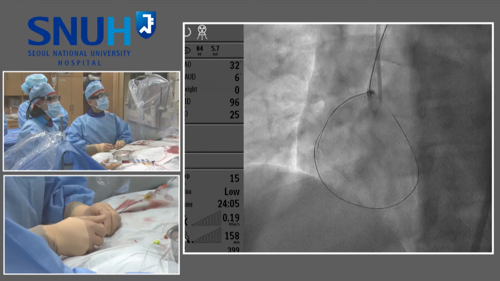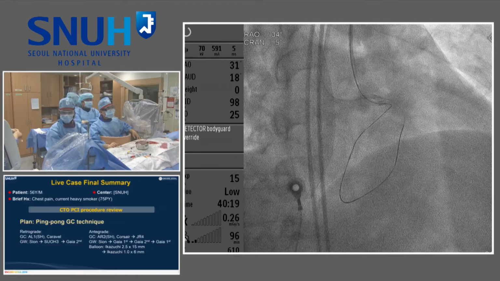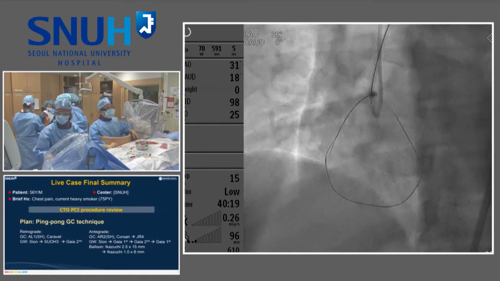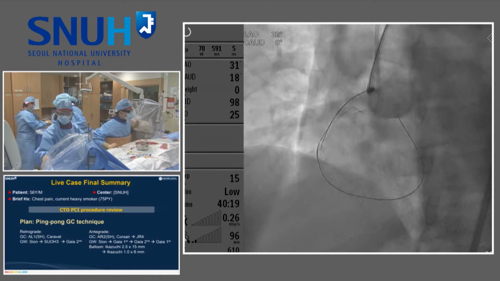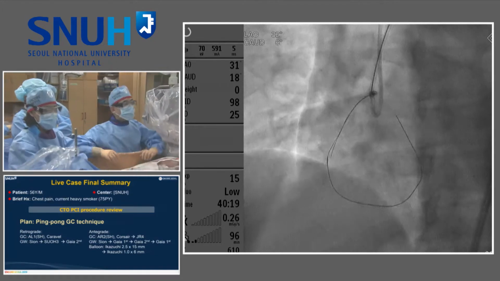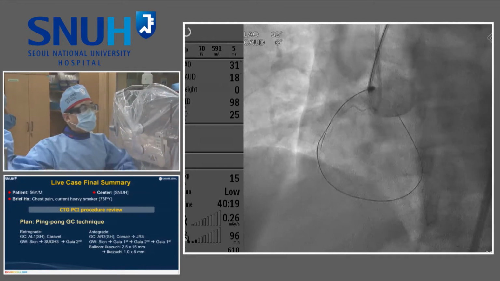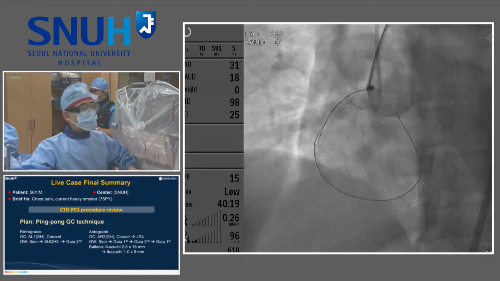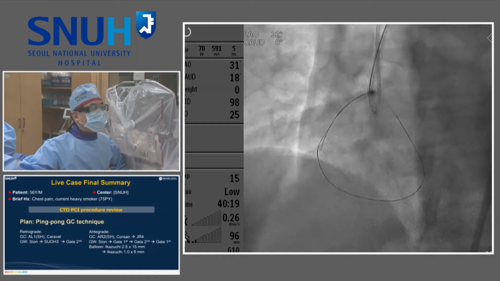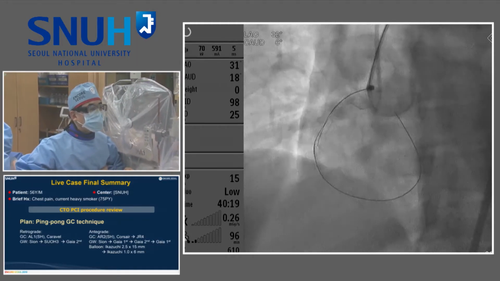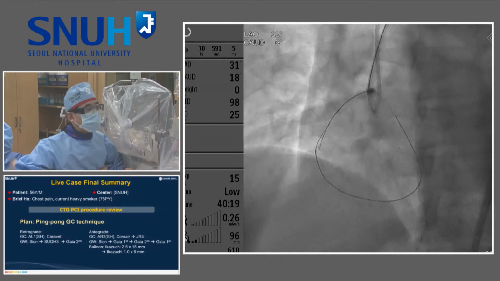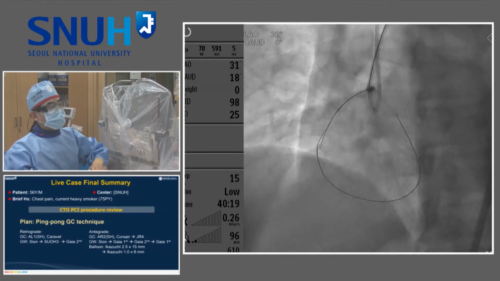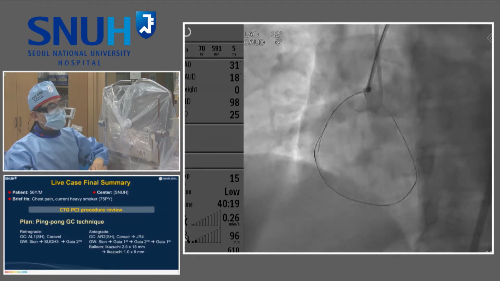Okay, ante test ready. Dr. Kim, what are you doing? Do you see the angle? So now ante-wire, left retro wire crossing. Then we try retro or ante-ballooning to do reverse CART. But the problem is RCA backup is very poor.